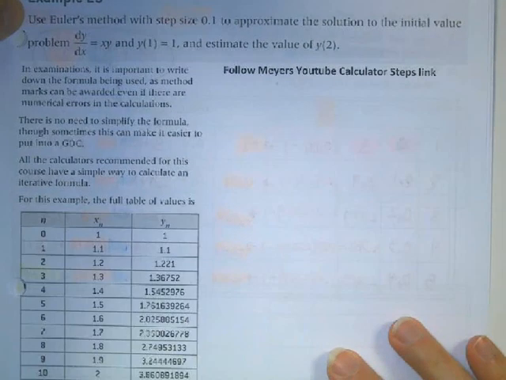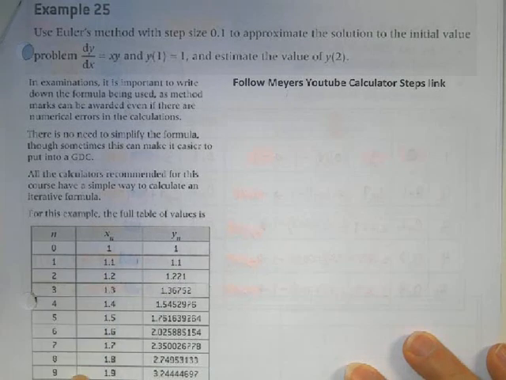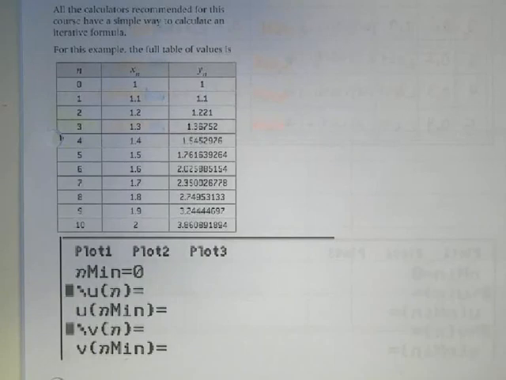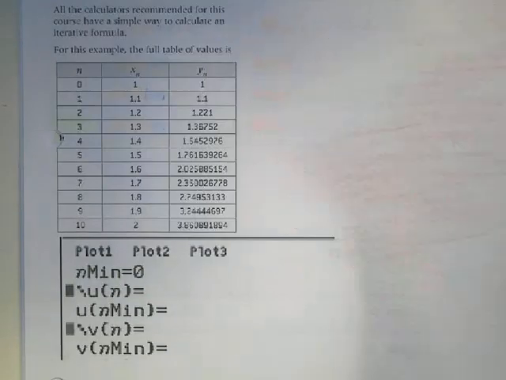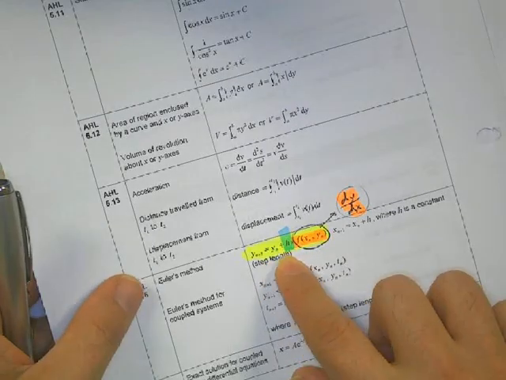Okay, let's do example 25. This is from the textbook. They already gave you the answers, but right now we're going to practice this to see if we can get our calculator steps right. So starting from our formula packet, I'm just going to copy this down exactly like it is from the formula packet.